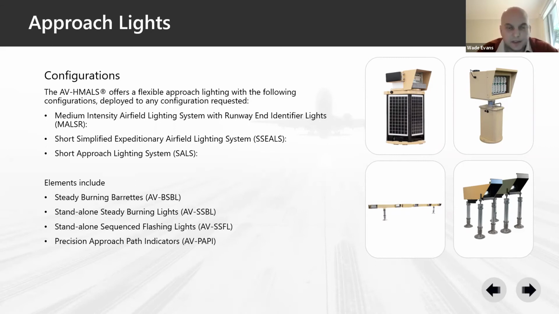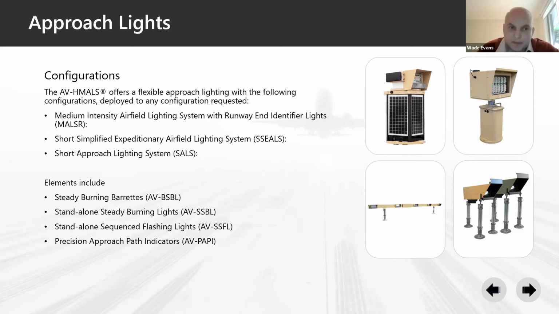approach lighting system. So these are predefined configurations of approach lighting that use a range of different products to build those predefined configurations. This gives a lot of flexibility in terms of how the AV-HMALS product is utilized and deployed. And a lot of the fixtures within these standard configurations can be redeployed and realigned in order to meet other requirements and other configurations as well.